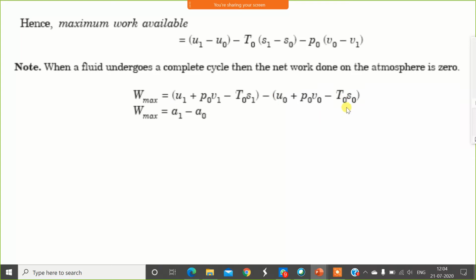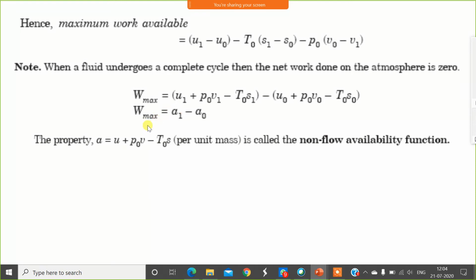We are arranging in this way. Consider the first term as A1 and the second term as A0. Therefore, A is equal to U plus P0 V minus T0 S. A is equal to U plus P0 V minus T0 S. This is called the non-flow availability function.